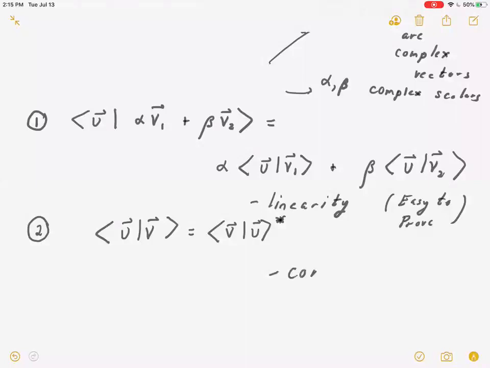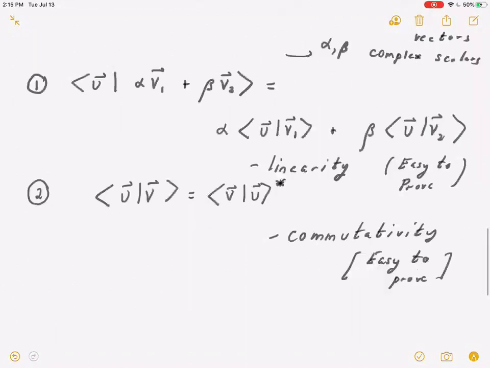So this property has a nice name. It's commutativity. And again, this is easy to prove. And please recognize we've encountered commutativity before when we were looking at real vectors and real scalars. But the difference here now is that if U and V are complex, it's not just good enough to take this inner product and reverse the order. You'll have to reverse the order and then also complex conjugate the result.